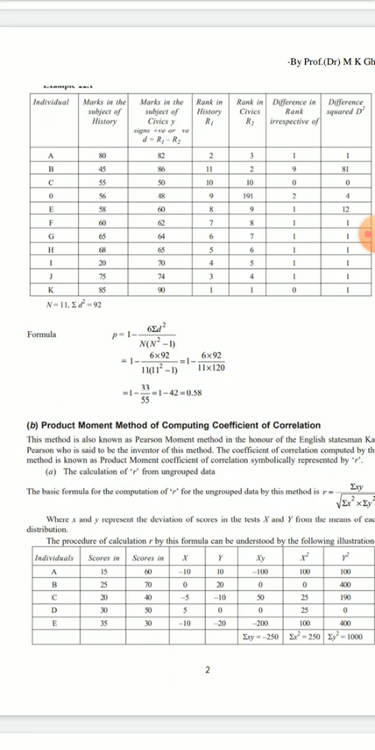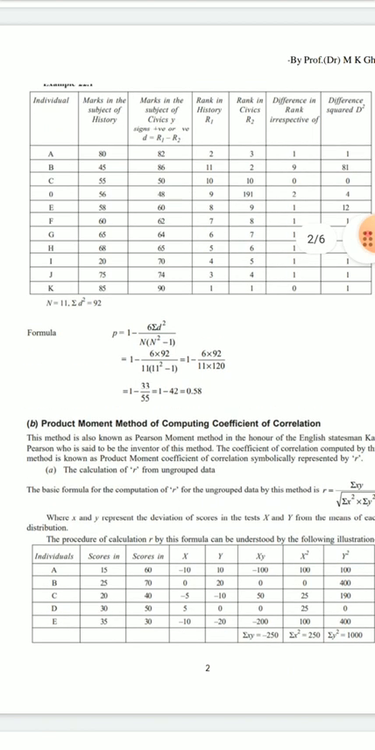Now, by applying the Karl Pearson formula, r is equal to summation of xy divided by the root over summation of x square multiplied by summation of y square. So, you put in the value of summation of xy, that is minus 250, and under the root, summation of x square, that is 250, and summation of y square is equal to 1000. Now, after calculation, you get minus 250 by root over 250 times 1000.